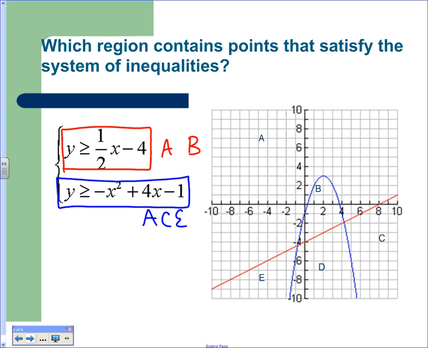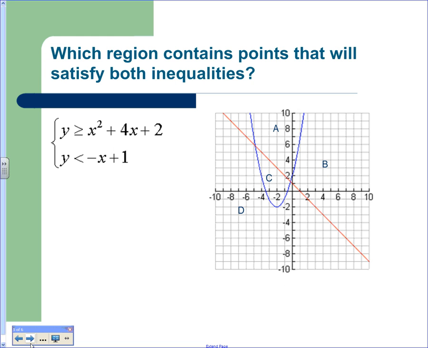Y'all with me so far? Okay, so which one satisfies both of them? Only A. And so only A is our answer. Y'all see how that works? Any questions on the system of inequalities? Okay, let's look at another one.